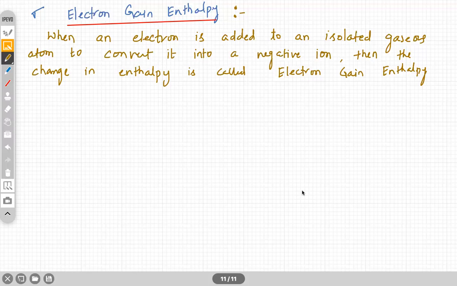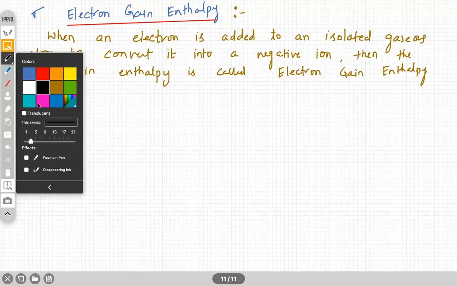You can say ionization enthalpy also, but that is not for removing an electron. When you add an electron, the atom is converting into an ion, so it is because of addition, not of removal. If you write ionization enthalpy, you'll get it confused from the previous concept. We are adding an electron here, not removing it. So, electron gain enthalpy.